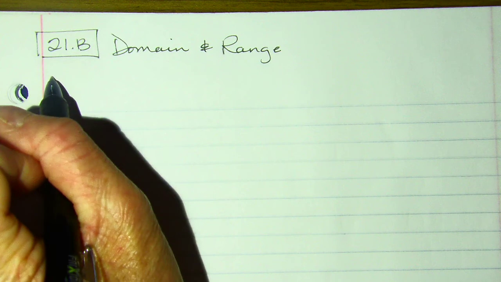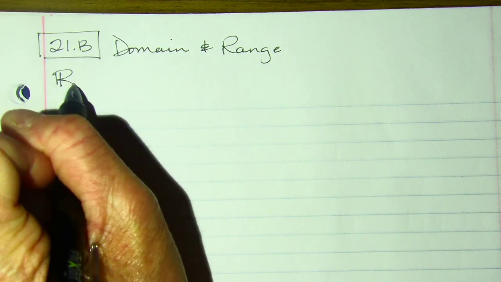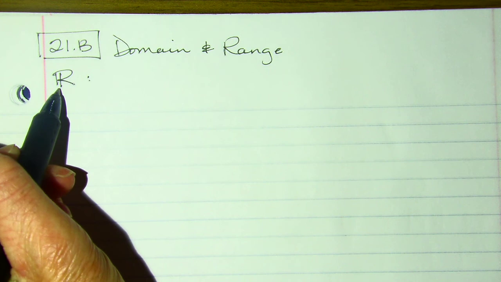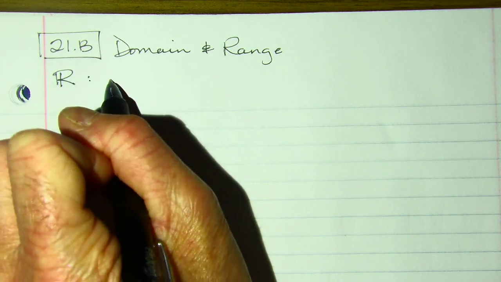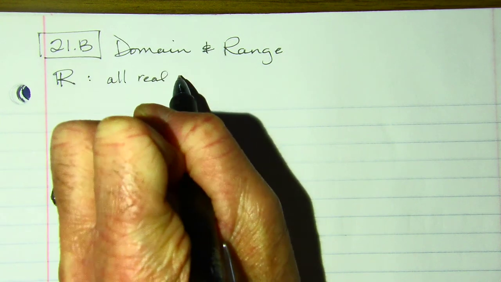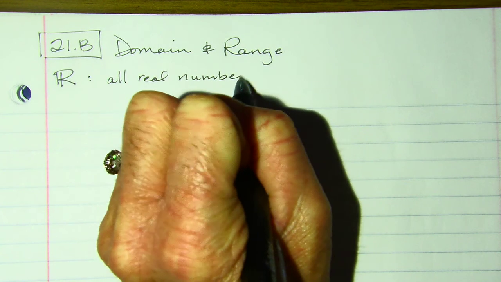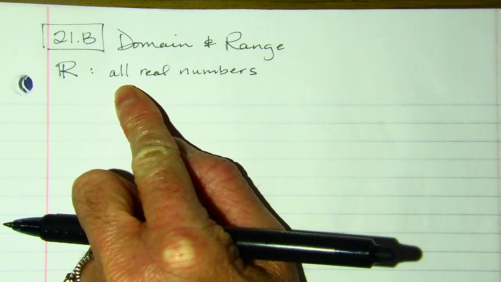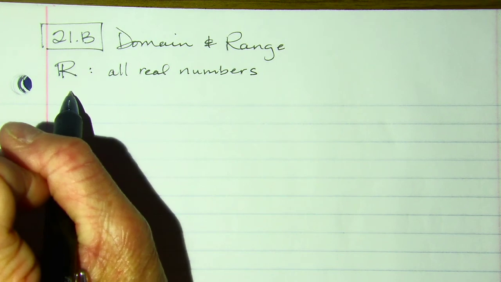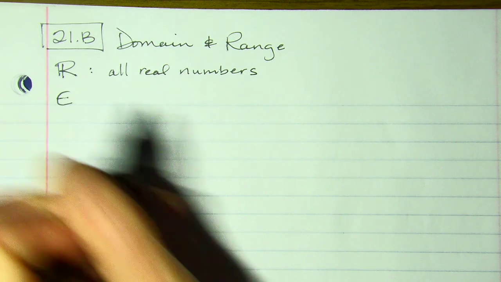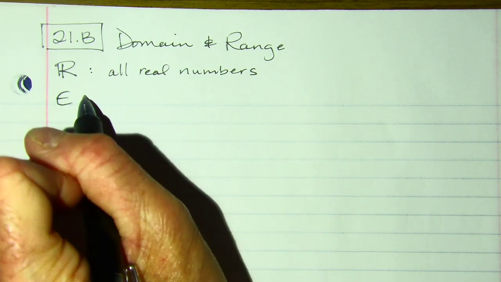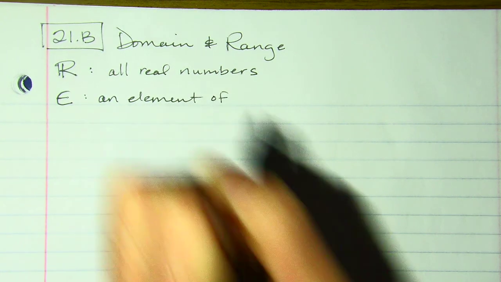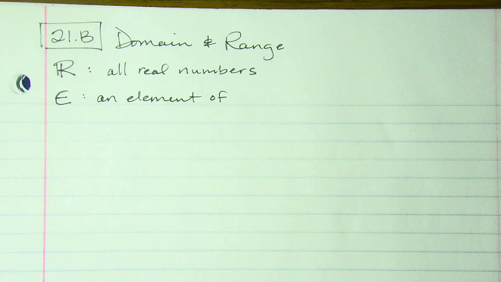So a couple symbols I need you to know. Instead of writing all real numbers, this symbol here, notice it has 2 lines and then your R. This means all real numbers. So we're going to be using that symbol, and it just provides us a shortcut of writing all real numbers. And then it looks like a C with a line drawn through it, and that means an element of.